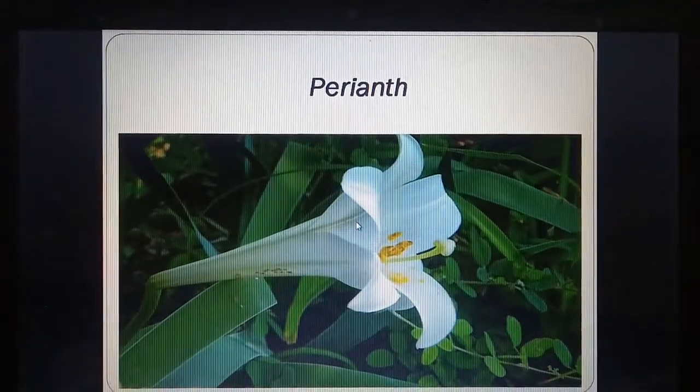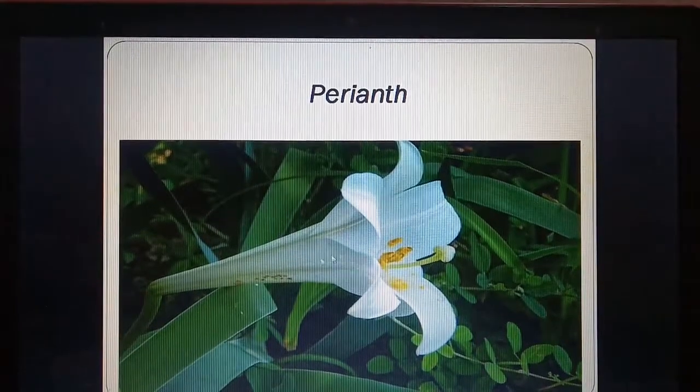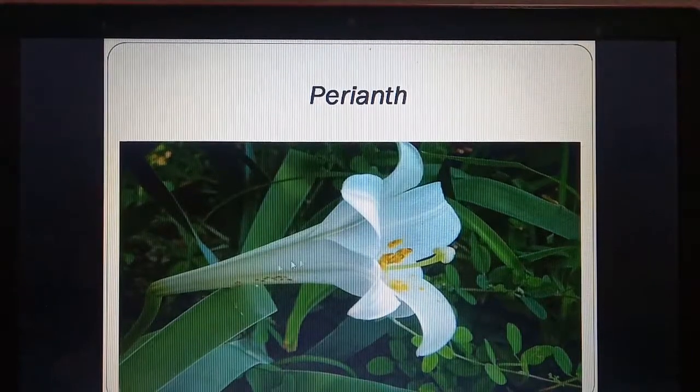This is a perianth of lily. So we can see that the petals and sepals are fused to form a structure. We cannot see different petals and sepals.